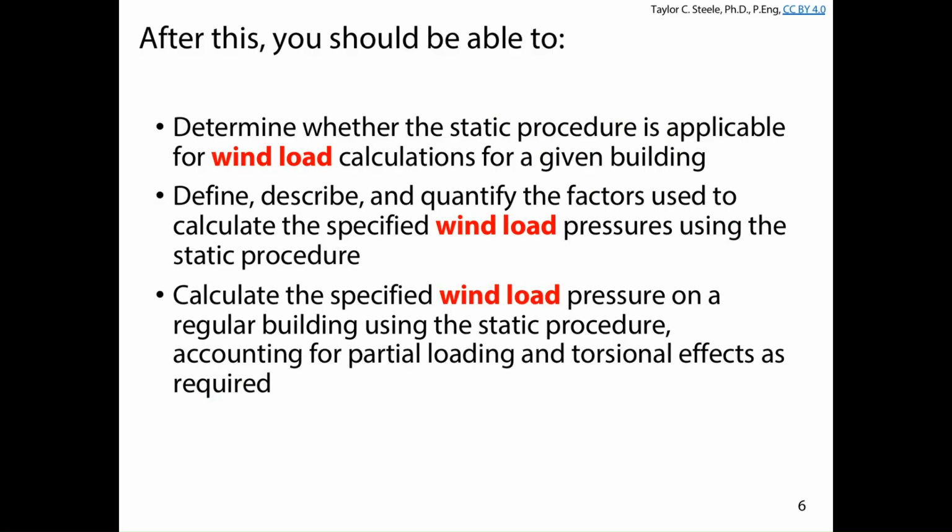Okay, does anyone have any questions about what these things mean in terms of what you should be able to do after the lecture material this morning?